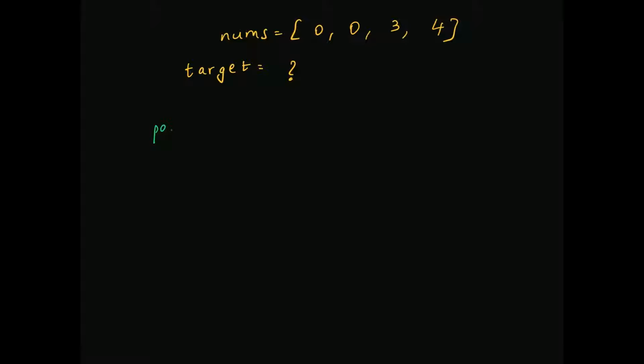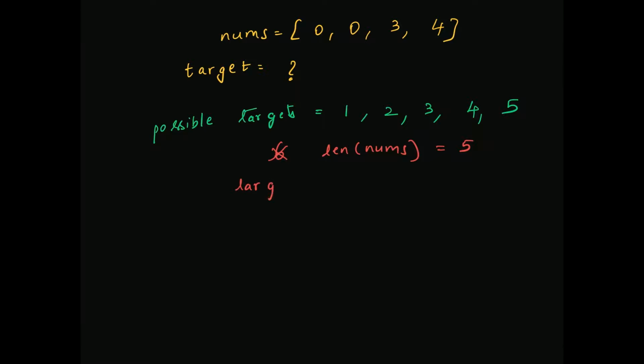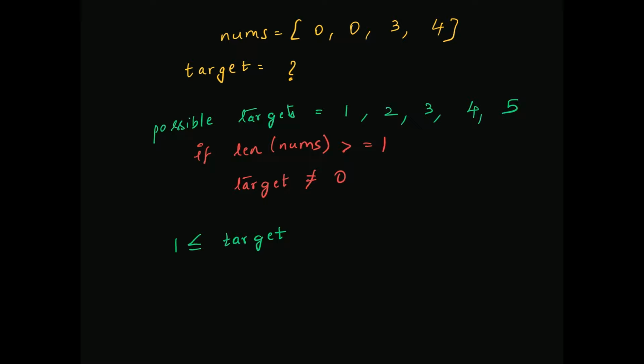First task is to find a valid range for the target. Let's consider this array. A valid target range for this array is from 1 to 5. Remember that we need to select a target value x such that array contains exactly x elements greater than or equal to the target. Since the array contains only 5 elements, any target greater than 5 is not a valid target. We are also given in the problem that the minimum length of array is 1. So the target cannot be less than 1. Therefore, a valid range for a target is from 1 to array length.